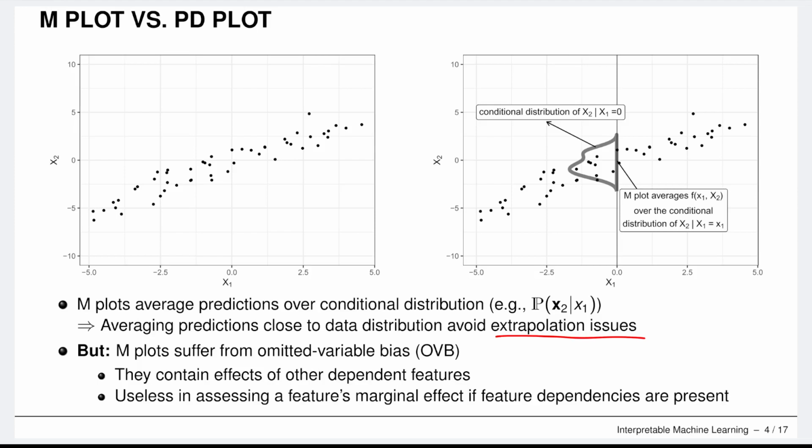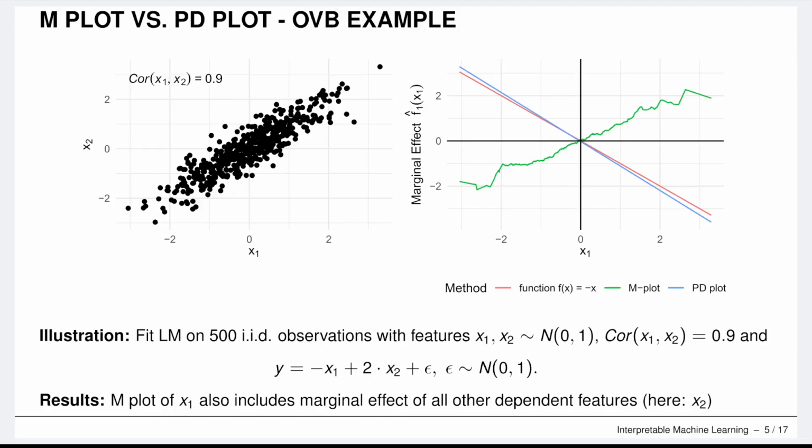Essentially, doing this will lead to marginal effects that also contain effects of other features that are dependent. We will look at an example in the next slide to understand this better. This would make M-plots completely useless in assessing a feature's marginal effect, especially if feature dependencies are present, which is often the case in real life. So let's look at the omitted variable bias problem.